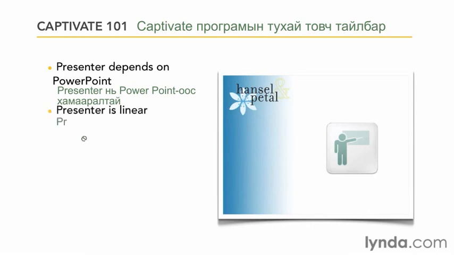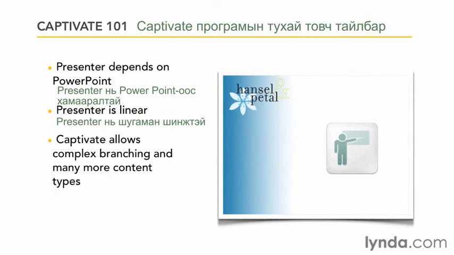Presenter is a linear product. When you think about how you use PowerPoint, PowerPoint tells a story from one end to the other. There's not a lot of branching or decision-making in between. Captivate can build complex branching and decision-making based not only on someone clicking a button, but also on logic, looking at what's happened up to that point, examining variables, and examining how a person is behaving during the course of the presentation.